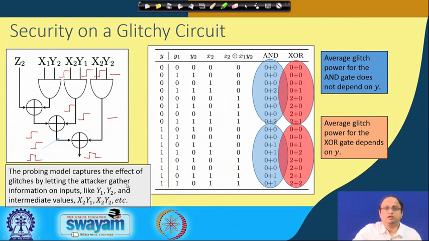The probing model captures the effect of glitches by letting the attacker gather information on inputs like y1, y2 and also intermediate values like x2 y1, x2 y2, etc. Therefore the attacker is now able to probe inside the wires and see the internal wires.